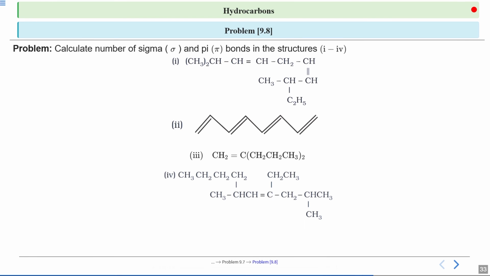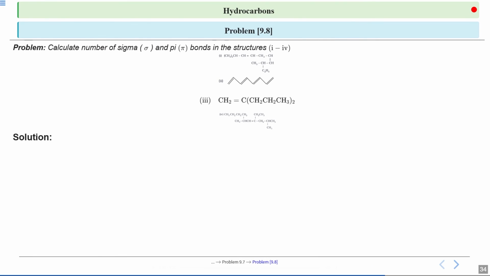Now, next question. You have to just count the number of sigma and pi bonds present in the structures 1 to 4. How will you do it?